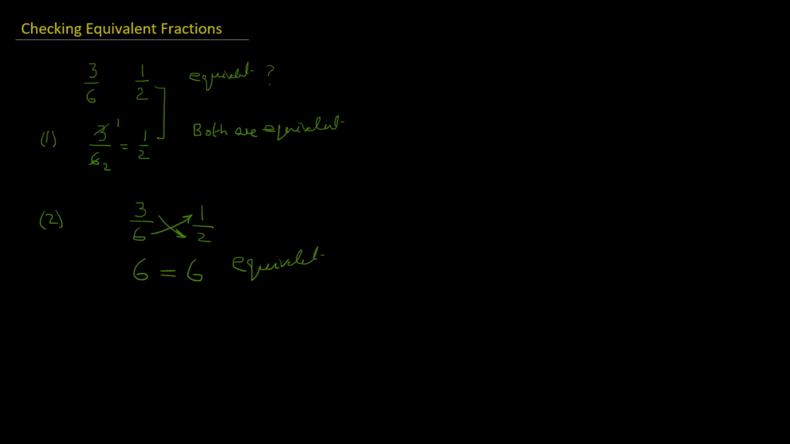So let's take another example. 2 divided by 7 and 3 divided by 5, whether these are equivalent or not. Because they are already in simplified form, 2 is a prime number, 7 is a prime number, 3 is a prime number, and 5 is a prime number, we cannot simplify it further. So they are already in simplified form.